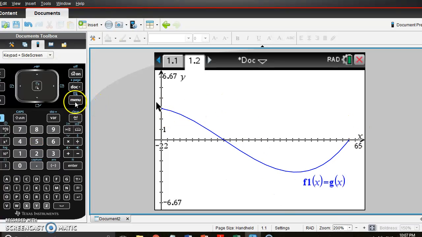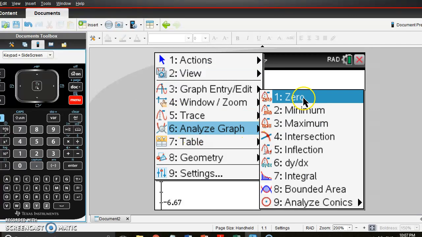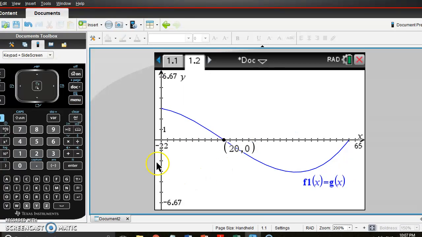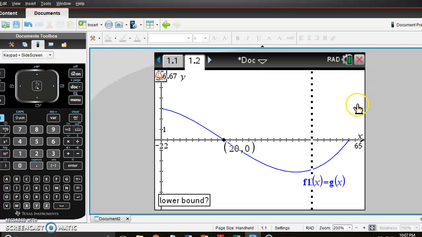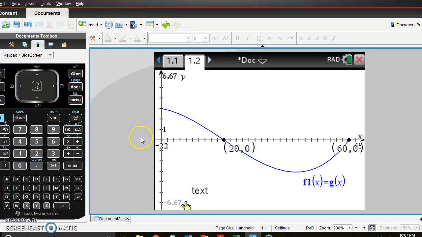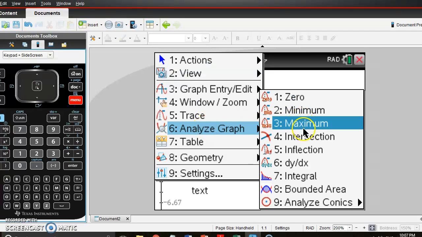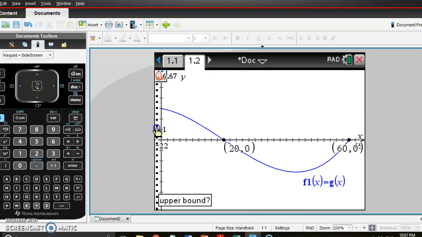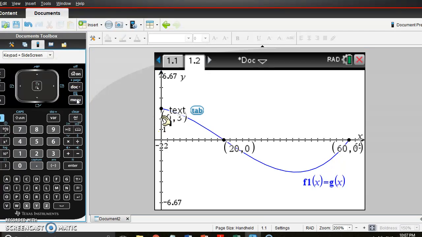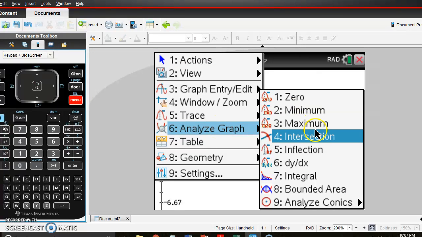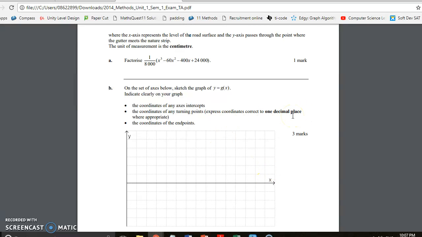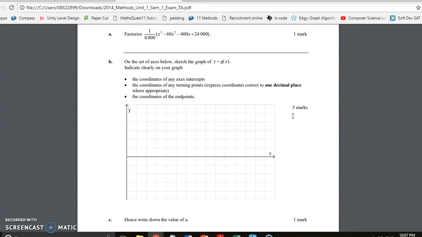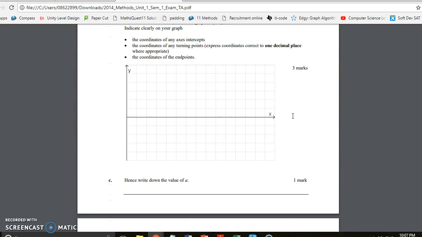So we want any axis intercepts. Now we want our zeros: 20 and 0, menu, analyze graph. Once again, where's the other zero? We have here 60 and 0. Then we want to find our maximum point. Analyze graph, maximum, with lower and upper boundaries, giving 0 and 3, which is also our endpoint. Analyze graph, minimum: 41.3 and negative 3.1, because it says to 1 decimal place. So that's the way we hence write down a value of a, which is 60.